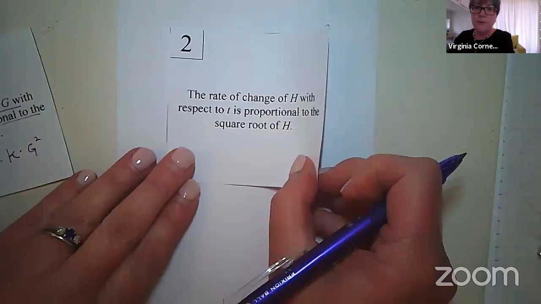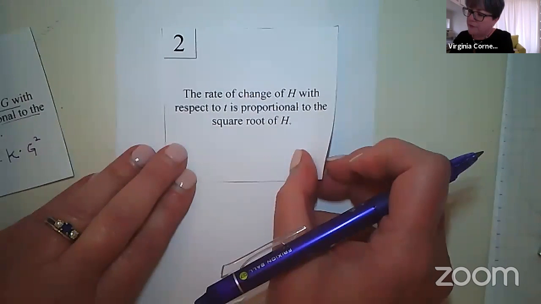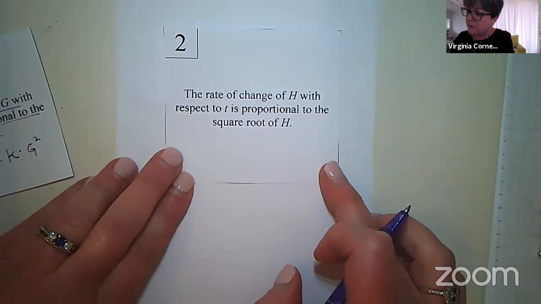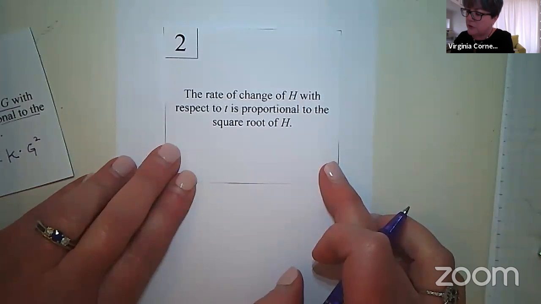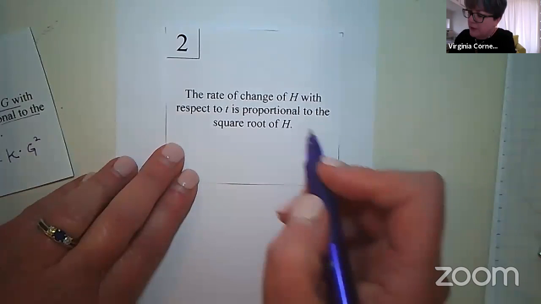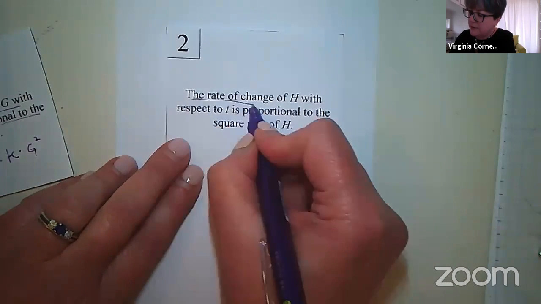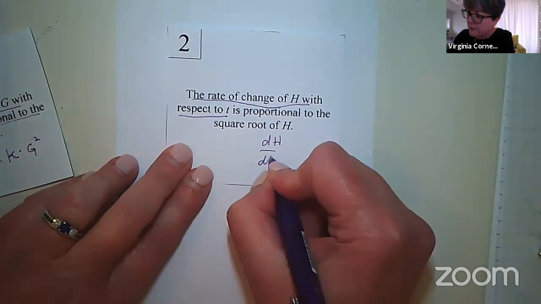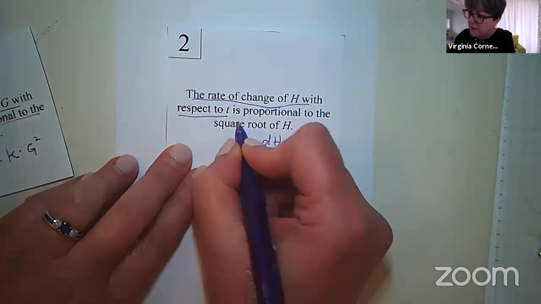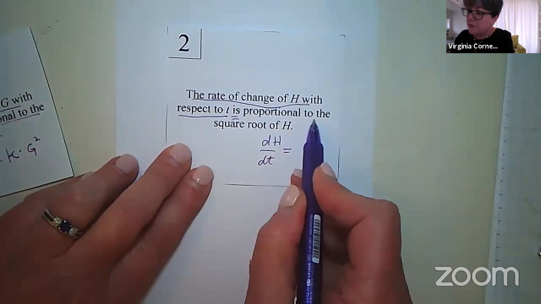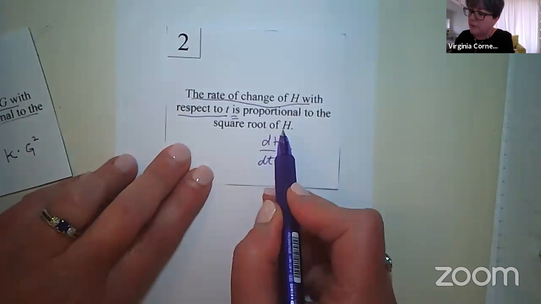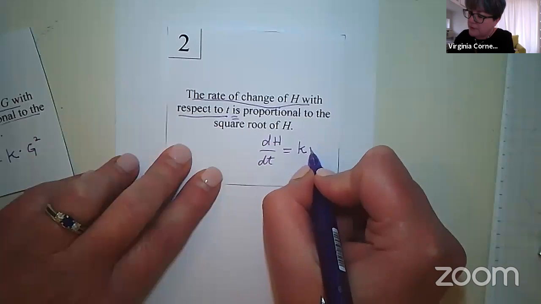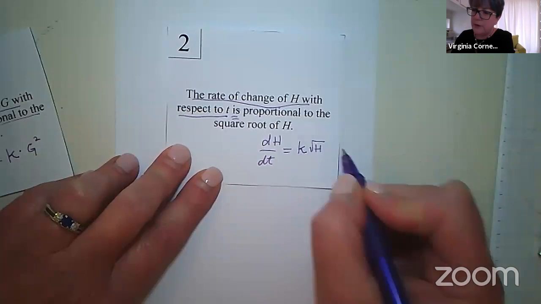Second example, the rate of change of H with respect to T is proportional to the square root of H. So the rate of change of H with respect to T, there's my dH dt, equals proportional to the square root of H. So K, and then times the square root of H.